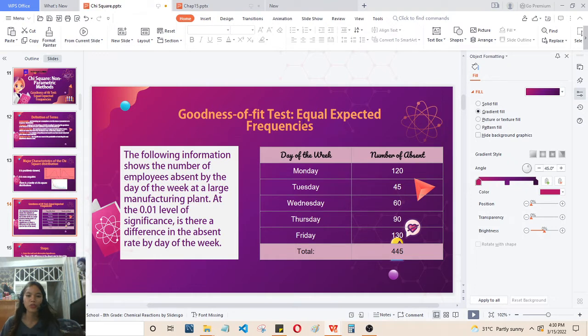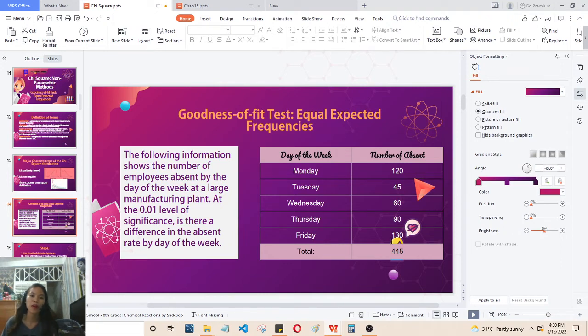Goodness of fit test for equal expected frequencies. The following information shows the number of employees absent by the day of the week at a large manufacturing plant. At the 0.01 level of significance, is there a difference in the absent rate by day of the week? Our observed frequency is already given here. For Monday, we have 120 absences, Tuesday 45, Wednesday 60, and so on. And the total absences for that week is 445.